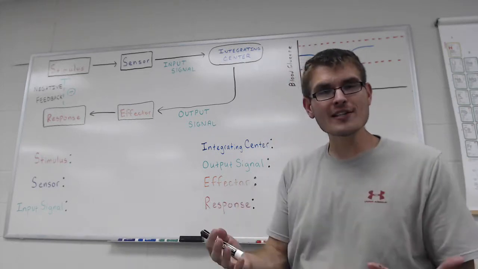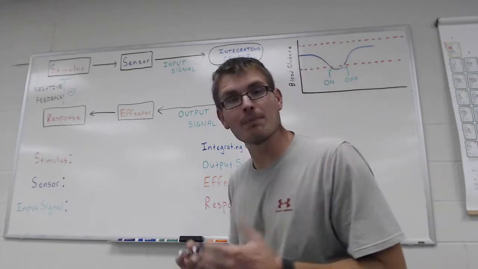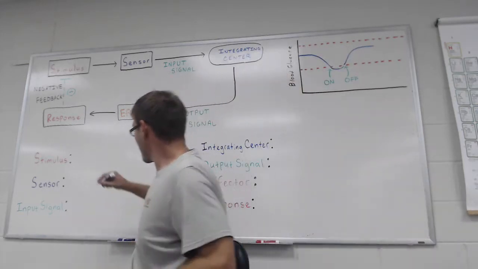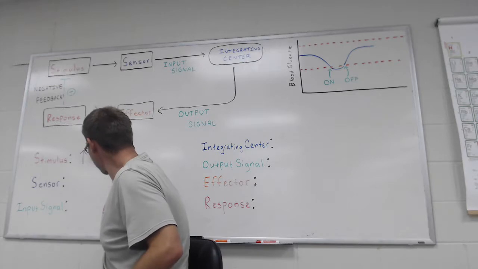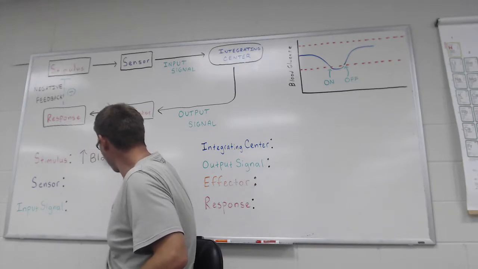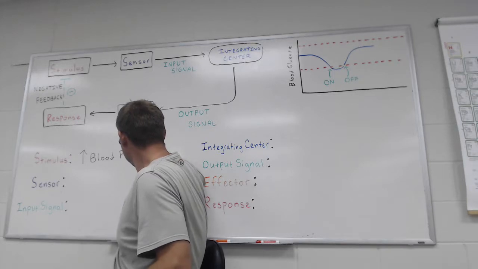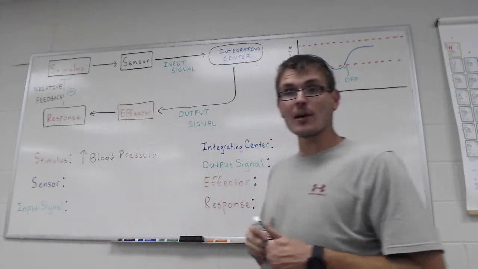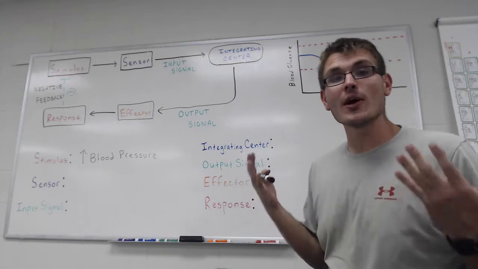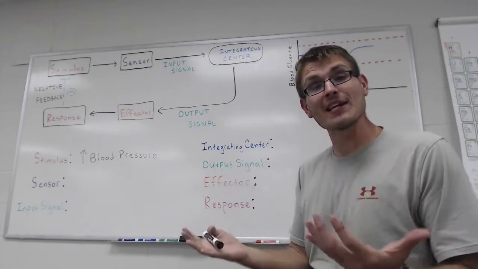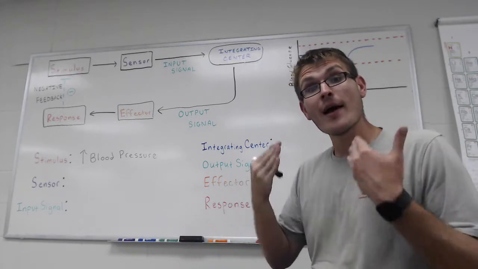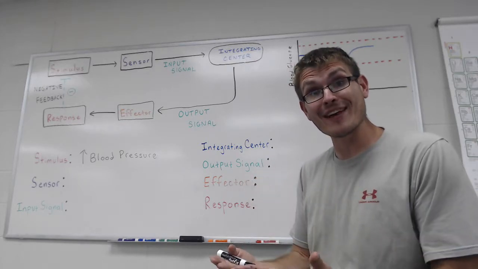For our example moving forward, let's say that your blood pressure is too high. So in this case, our stimulus is going to be our blood pressure is just too darn high. Okay, so you can appreciate then that your stimulus is going to be basically something's wrong, right? Something's wrong, we need to fix it.